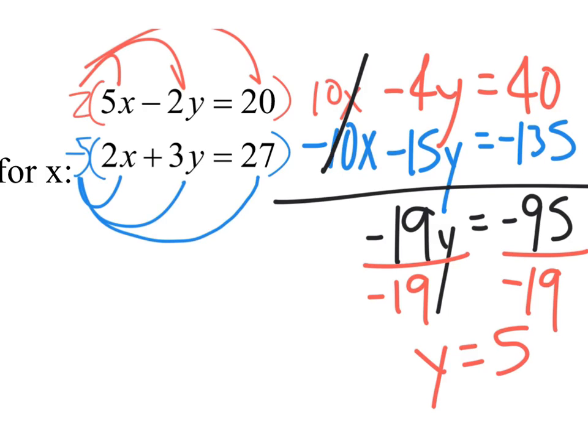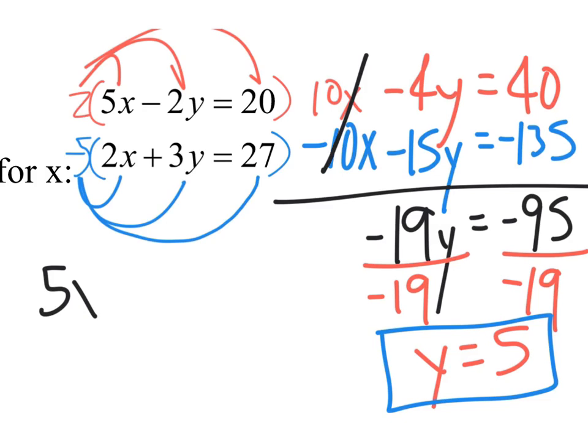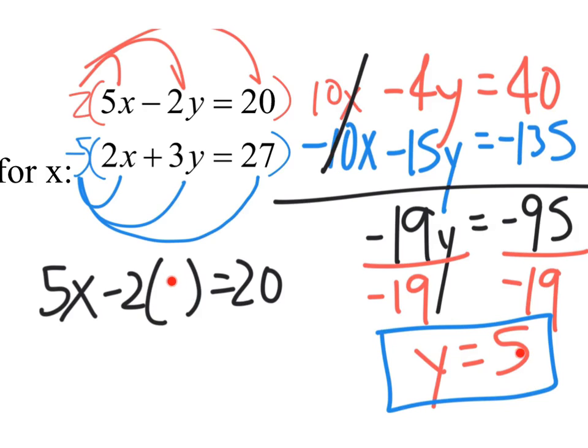Great. So we figured out what y is, but we still need to determine the value of x. So we're going to take y, which we now know is 5, and we're going to plug it back into the equation. I'll just do it on the top one. So I'm going to do 5x minus 2, open parentheses, equals 20. And then in that parentheses, I'm going to pop in the 5.